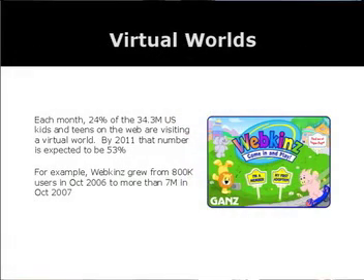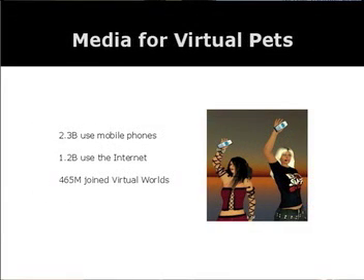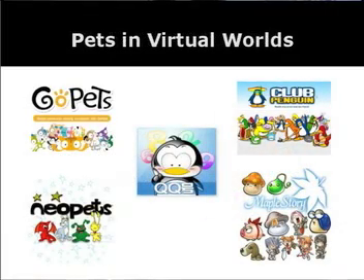Just a quick overview of the universe of virtual pets. Virtual worlds are just running rampant. About a quarter of the 34 million kids and teens on the web in the US now are visiting virtual worlds, and it's growing really fast. There are more and more virtual worlds coming out on mobile phones and the internet. You have almost 500,000 people joining virtual worlds now. And there are virtual pets all over the place, mostly aimed at children: Neopets, GoPets, Club Penguin. QQ Pets in China has 55 million users.